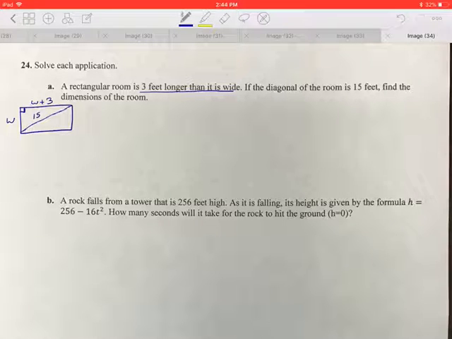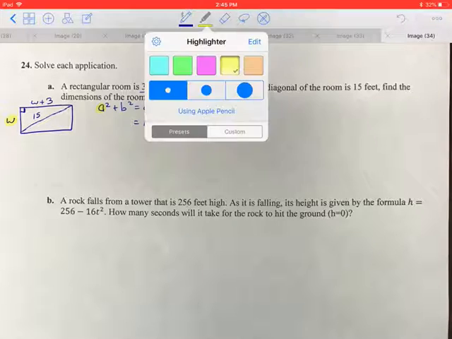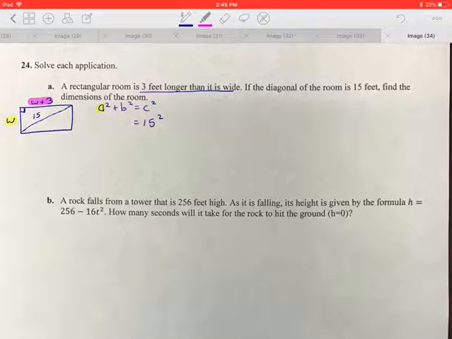So what we have here is a right triangle, and you may remember from geometry, Pythagorean theorem is a squared plus b squared equals c squared. So c has to be the long side, which in this case is the diagonal. So c is 15. And then A and B are going to be the two shorter sides. So I'll call that A and I'll call that B. So that's going to give me W squared plus (W plus 3) squared equals 15 squared. So I've got my equation.